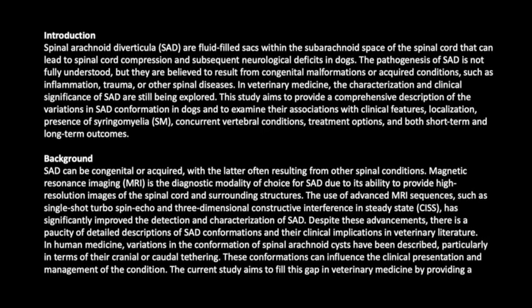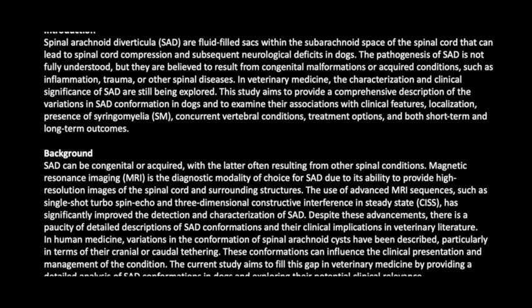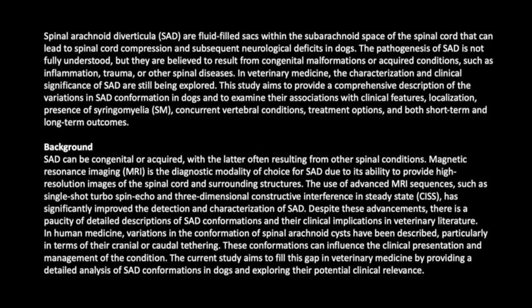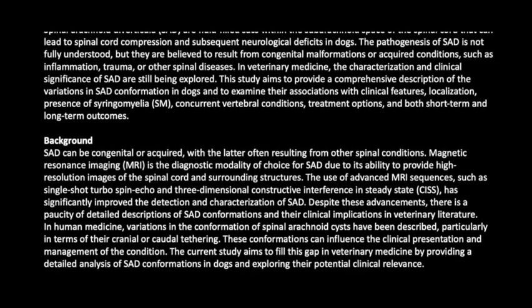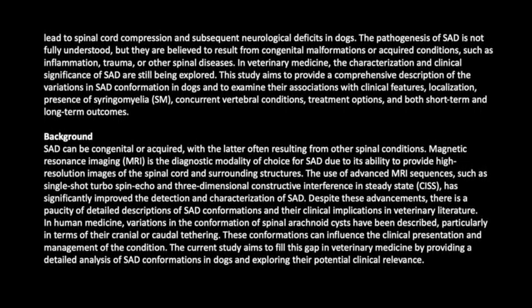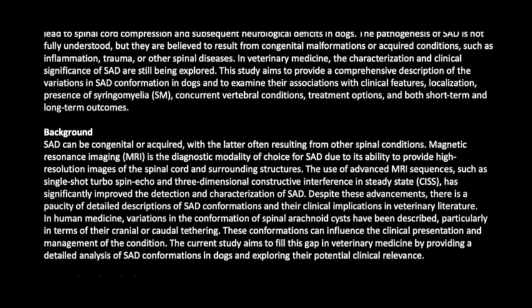Background. SAD can be congenital or acquired, with the latter often resulting from other spinal conditions. Magnetic resonance imaging, MRI, is the diagnostic modality of choice for SAD due to its ability to provide high-resolution images of the spinal cord and surrounding structures. The use of advanced MRI sequences, such as single-shot turbo-spin echo and three-dimensional constructive interference in steady-state, CISS, has significantly improved the detection and characterization of SAD.